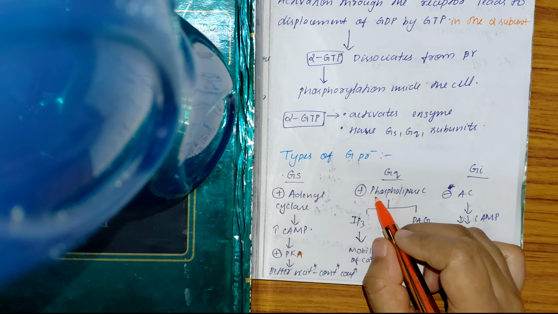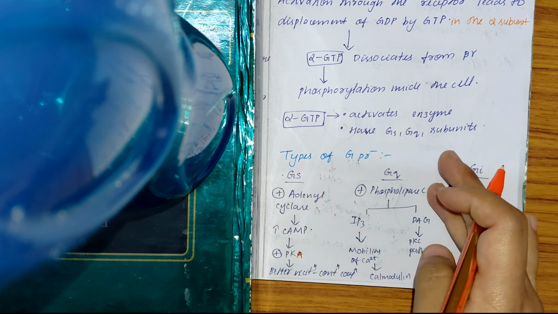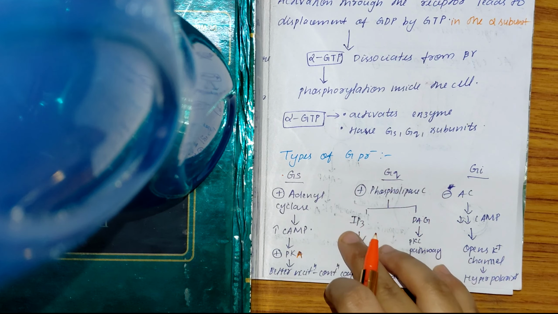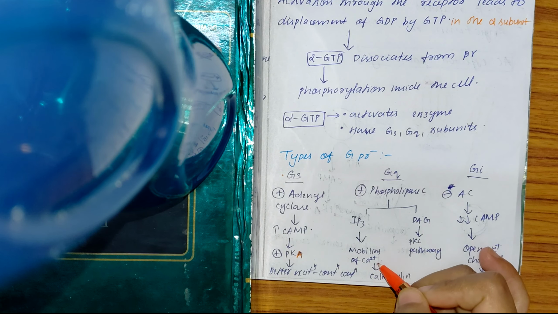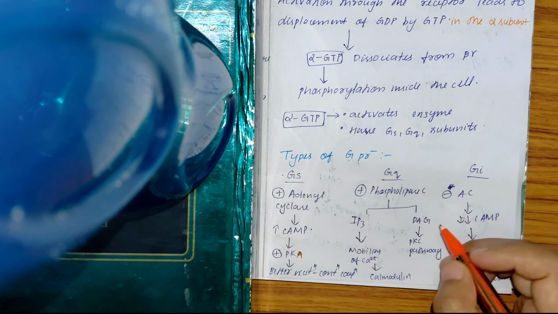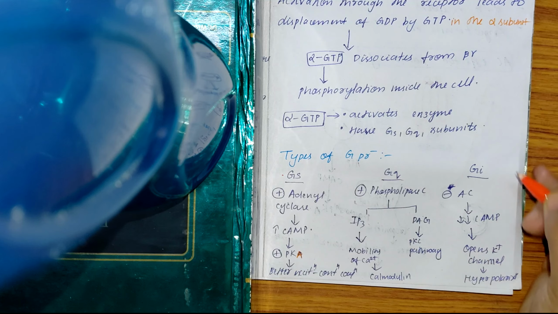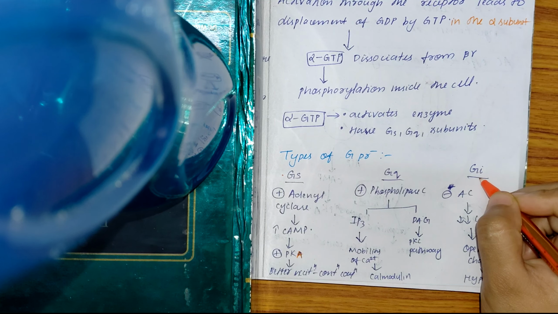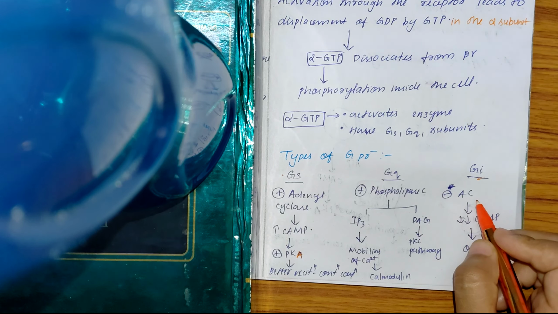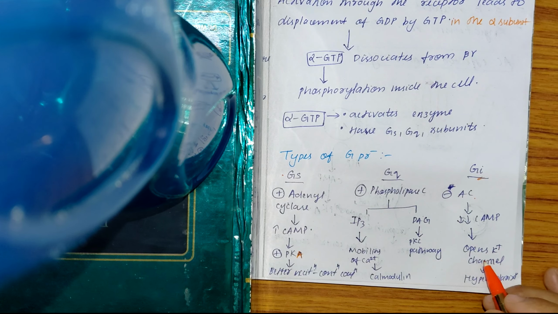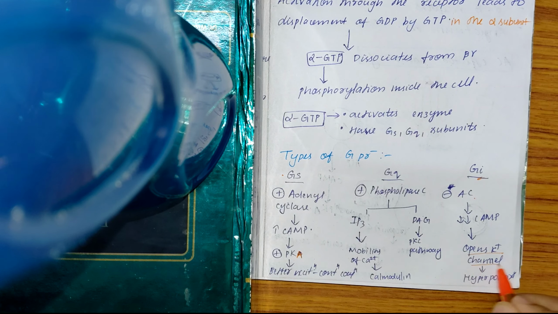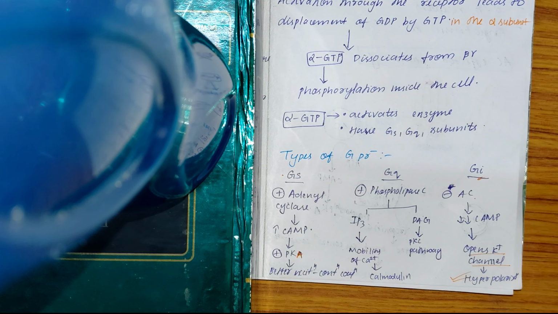Now what about Gq? Gq will activate the phospholipase C pathway, which will activate IP3 and DAG. IP3 will increase the mobilization of calcium, and DAG will activate the PKC pathway. Now what about Gi? I stands for inhibition. It will inhibit the adenyl cyclase pathway, therefore decreasing cAMP. It will open the potassium channel and lead to hyperpolarization. Learn it by heart. It's simple also.